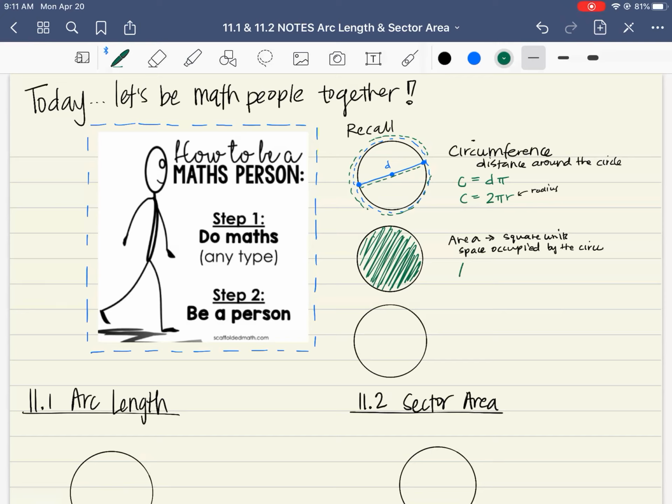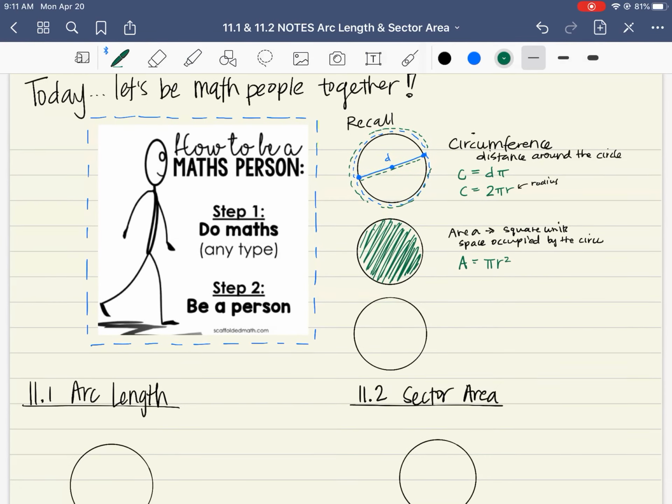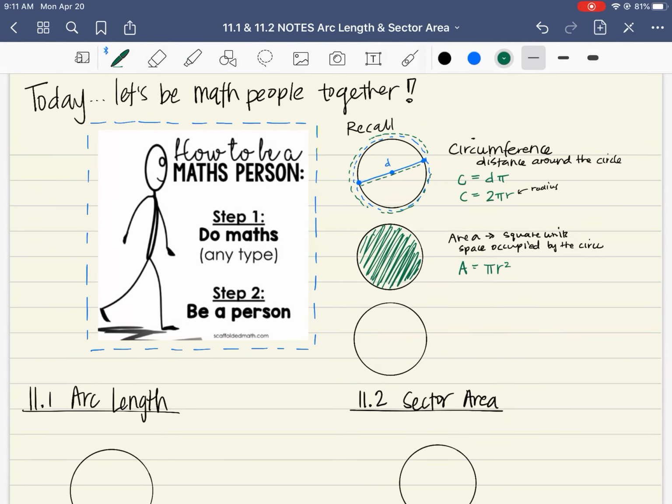And our formula for that is related specifically to the radius of the circle. So this is pi and then r squared. Okay. Again, the area, you need the radius. The circumference, you can use the diameter there.